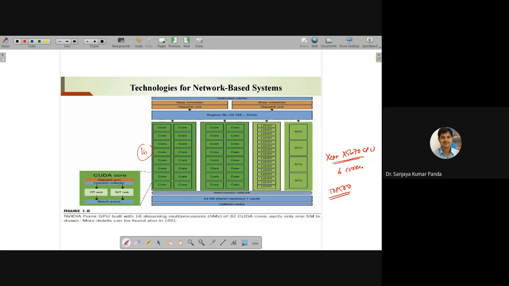So you can see there are different units we have. We have functional units, FP units, we have INT units. They are connected to the queue, right? So that whenever you want to run a very large task, we can decompose it into small tasks and process them in the CUDA cores.